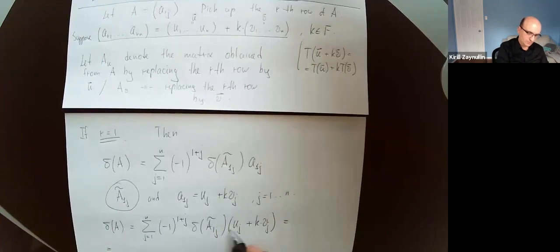Just expand this sum, so it's a product, so it's two sums. The sum over j from 1 to n of minus 1 to the power 1 plus j, delta of A tilde 1j, times u1j, and then plus, look at this k, you can move it out of the sum, k times the sum over j from 1 to n of minus 1 to the power 1 plus j, delta of A tilde 1j, times now v1j.